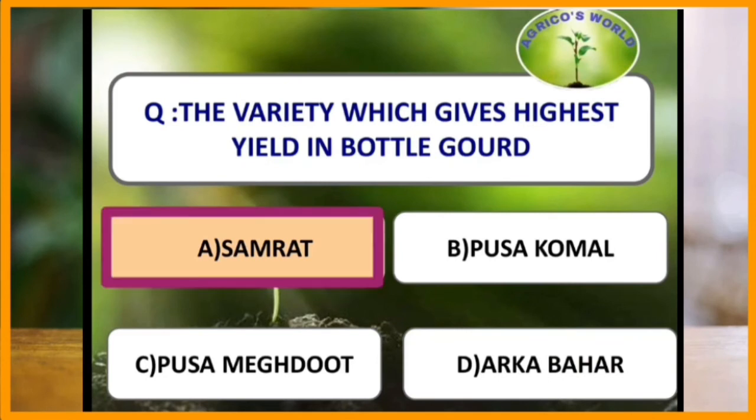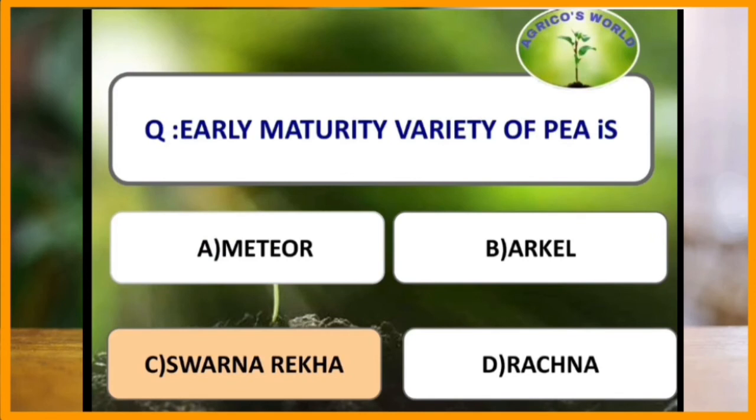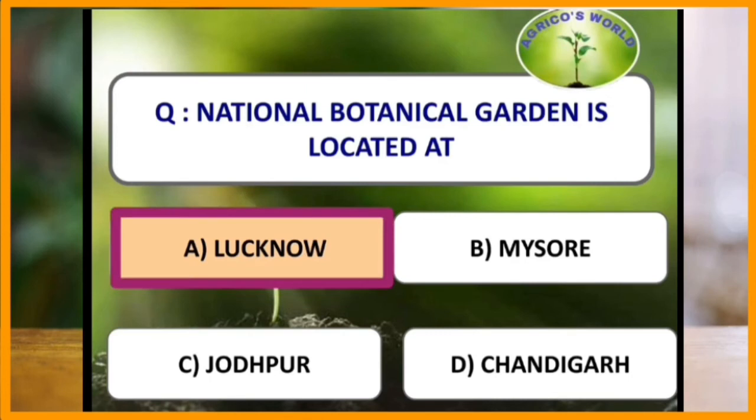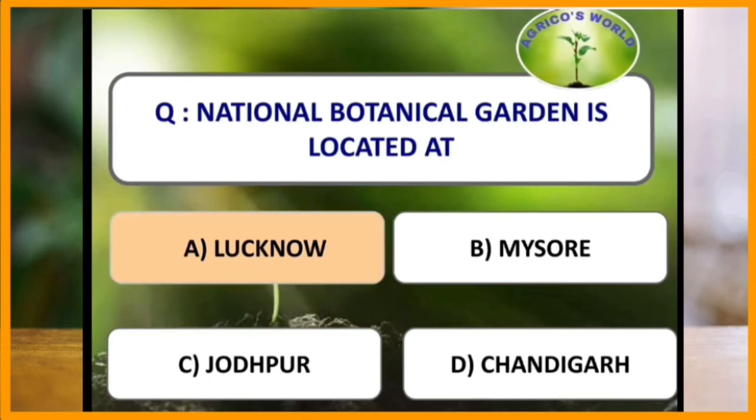In the given options, Samrat variety of bottle gourd gives the highest yield. The early maturing variety of pea is Swarnareka, whereas the extra early maturing variety of pea is Harbhajan. Where is the National Botanical Garden located in India? The National Botanical Garden is located at Lucknow.